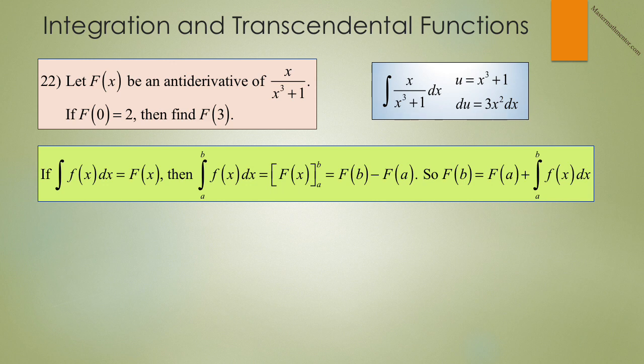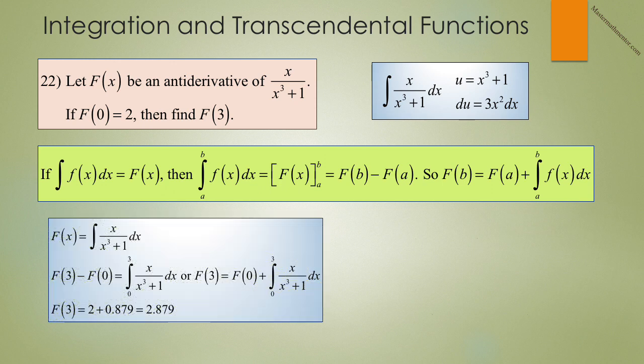We use this thought process to solve this problem and others like it. If the integral of f of x dx is capital F of x, then the integral from a to b of f of x dx is capital F of x evaluated from a to b, which is capital F of b minus capital F of a. So capital F of b is equal to capital F of a plus the integral from a to b of f of x dx. So let's see this rule in solving the problem.